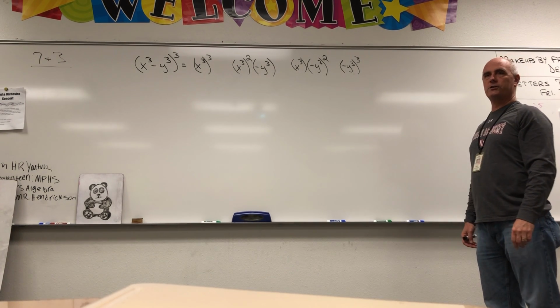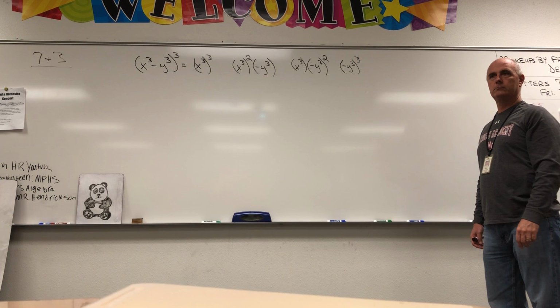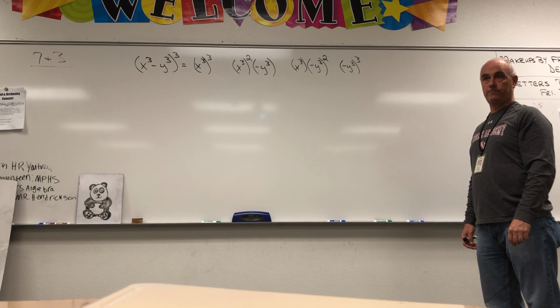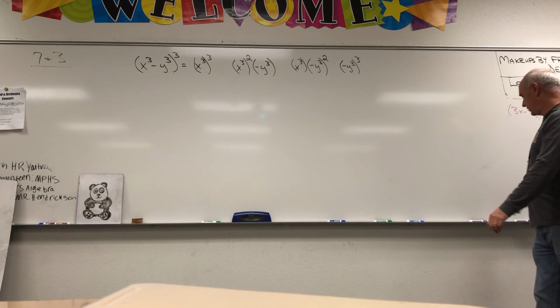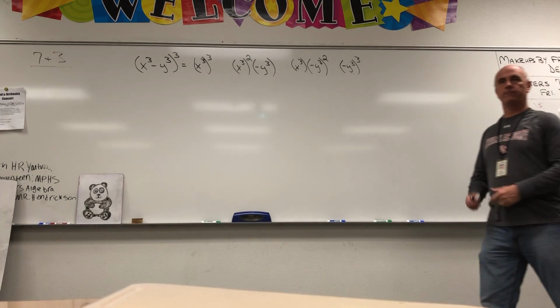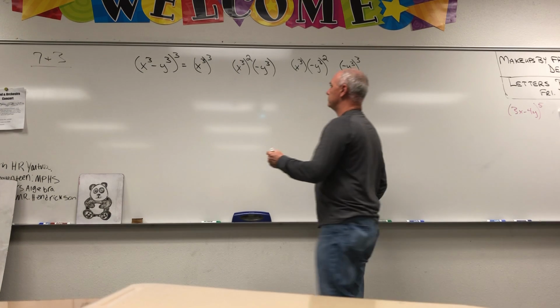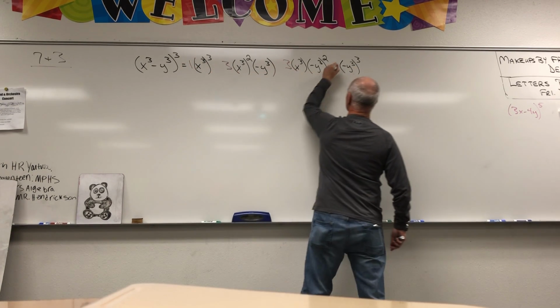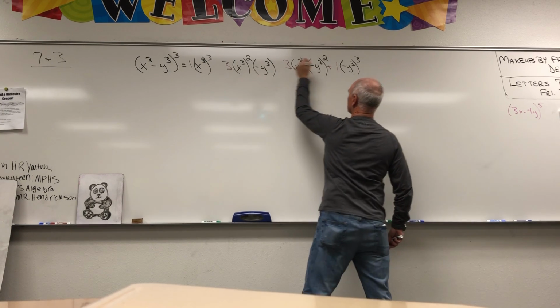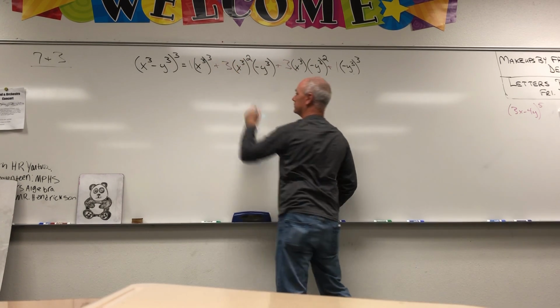Is there anything else that's going to be a part of this? The coefficients. Where do we get the coefficients from? Pascal's triangle, row 3. What is row 3 of Pascal's triangle? 1, 3, 3, 1.